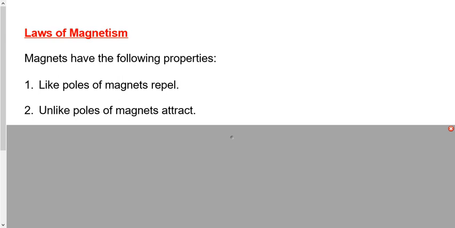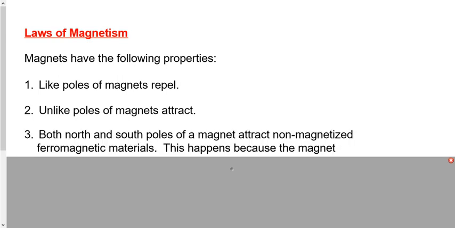It's attracted, right? So we have a magnet, or north or a south pole of that magnet, attracting not just a non-magnet, but specifically a ferromagnetic non-magnet, or a non-magnetized ferromagnetic material. As I write this, I probably should have said this a little bit shorter. Both north and south poles of a magnet, or we could just say a magnet, right? Either end of a magnet attracts a non-magnetized ferromagnetic material.